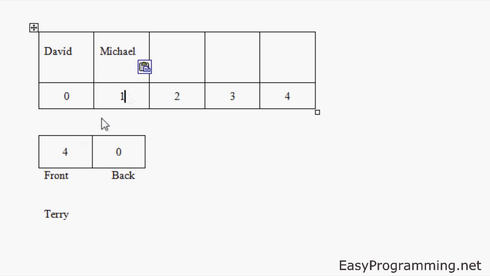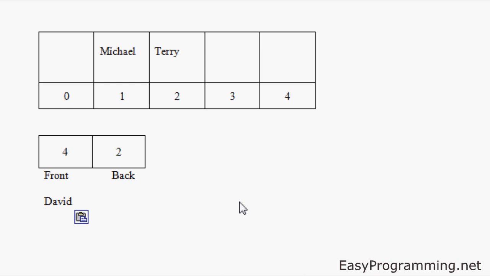You put in Michael, and now the back will change to 1. If you put in Terry, the back will change to 2. The function we will be using is called enqueue, but when we include queue into the header, we will use push. It's the same as stack.push. This will be queue.push.